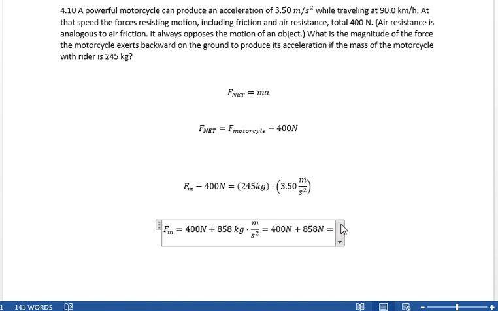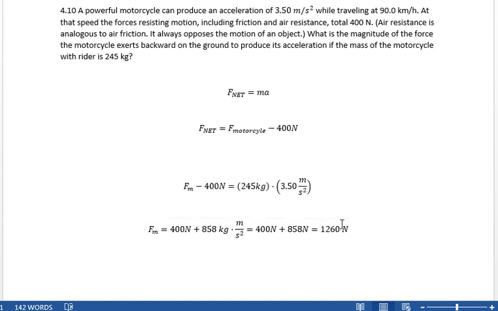equals 1,260 newtons if we're going to keep everything at three significant figures. 1,260 newtons. And that's the total force that the motorcycle has to exert. And that's it for problem 4.10.